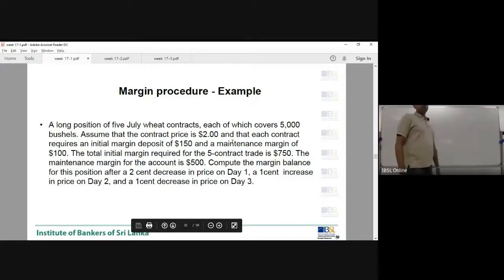Long position of 5 July wheat contracts, each of which covers 5,000 bushels. Assume that contract price is $2 and that each contract requires an initial margin deposit of $150 and a maintenance margin of $100. Total initial margin required for 5 contracts is $750, right? Maintenance margin is also 5 times 100, 500. Compute the margin balance for the position after a 2 cents decrease in price on day 1, 1 cent increase in price on day 2, and a 1 cent decrease in price on day 3. So what do you all think?